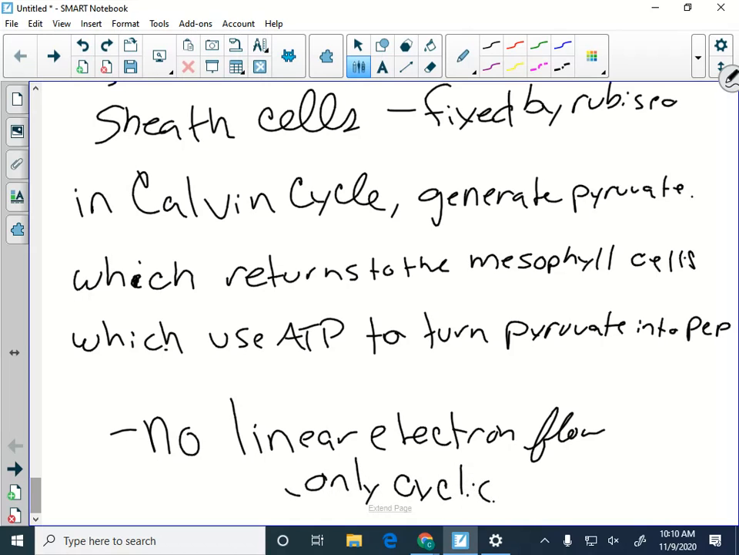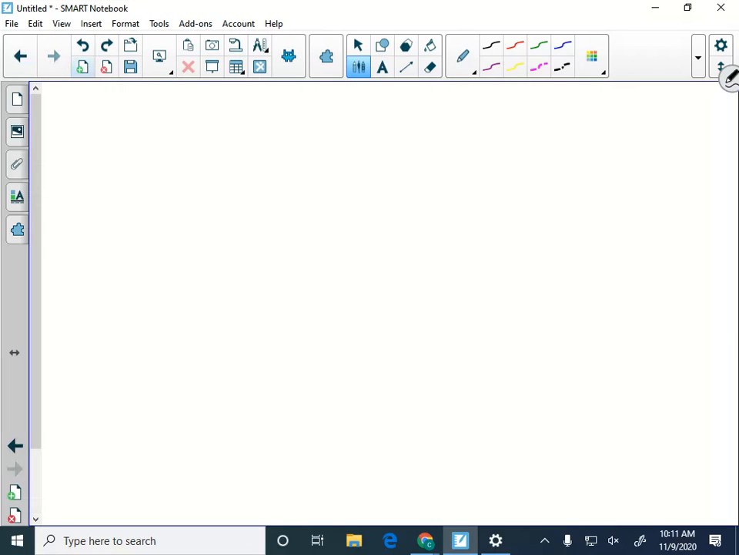Only cyclic. This separation of the two cycles, the separation of the light-dependent reactions and the Calvin cycle, means that linear electron flow isn't going to work as smoothly. So they just don't do it. They only do this cyclic electron flow, which, if you remember, doesn't produce as much ATP but still gets the job done. So that is our C4 plants. I promise CAM plants are a lot simpler.